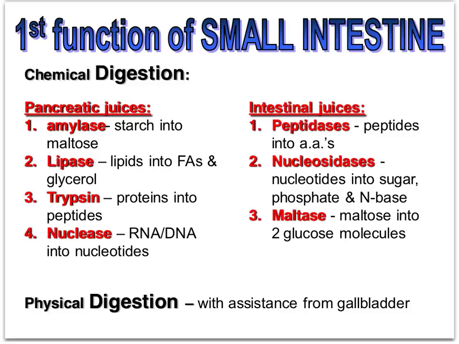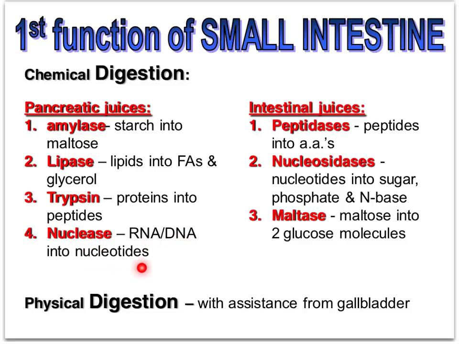So first off, we have pancreatic amylase, just like the salivary amylase, which digests starch into maltose. We also have a lipase, and that lipase breaks down lipids into fatty acids and glycerol. Then we have another digestion of proteins, and that is done by trypsin, and that breaks it down again into peptides. And then we have nuclease, which takes that RNA and DNA and breaks it down into nucleotides.